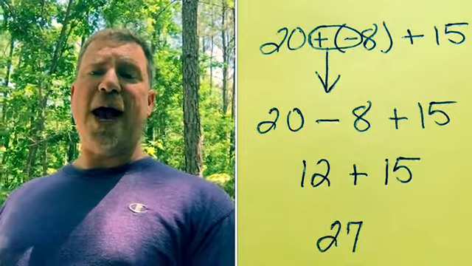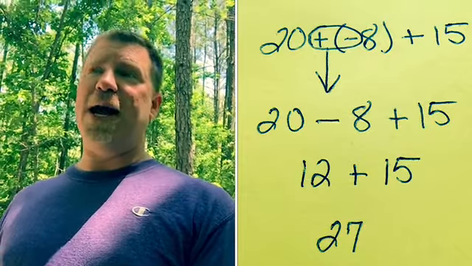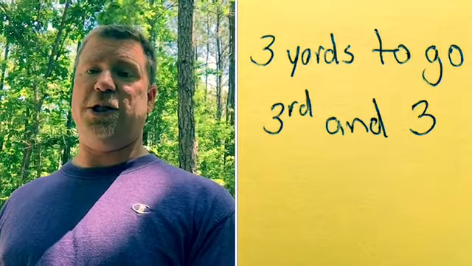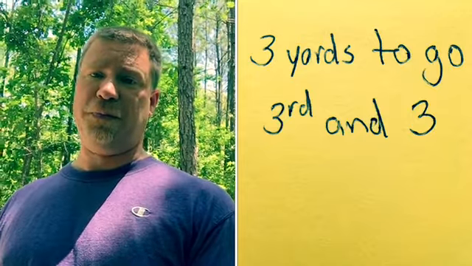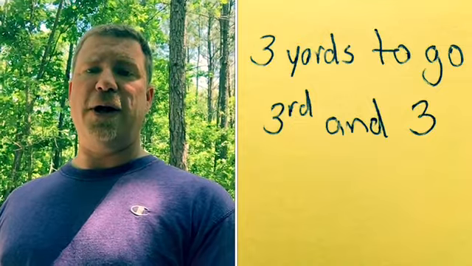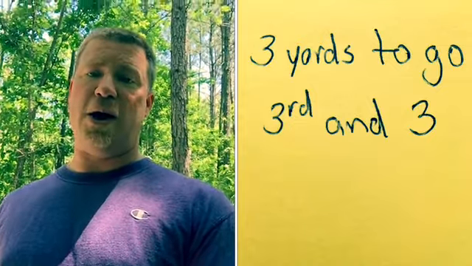We are now at the 27-yard line, and we have 3 yards to go in order to get a first down. At least 3 yards to go in order to get a first down. We must make it to the 30 or beyond on third down in order to maintain possession of the ball and keep going towards a score.